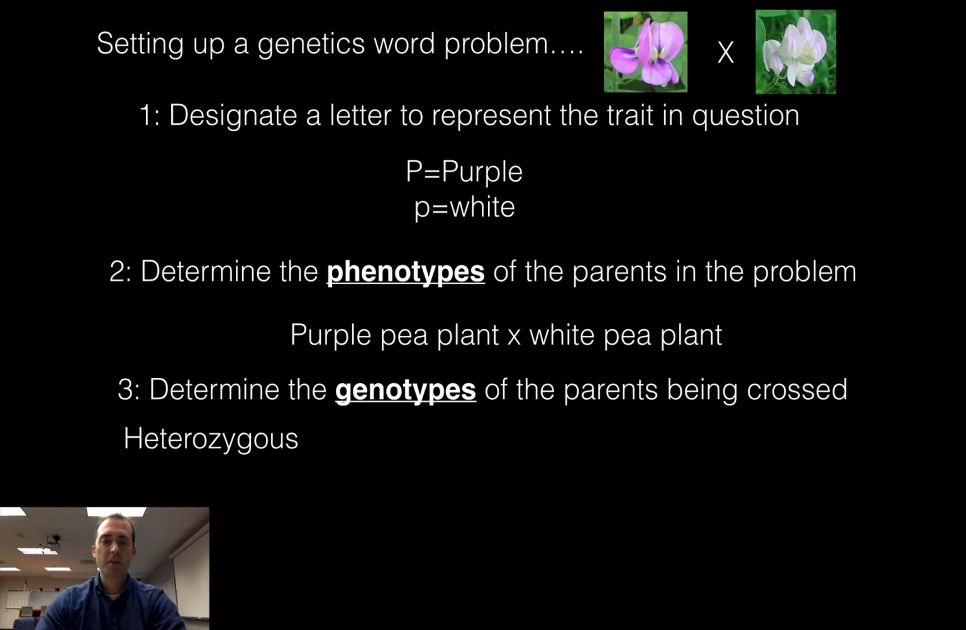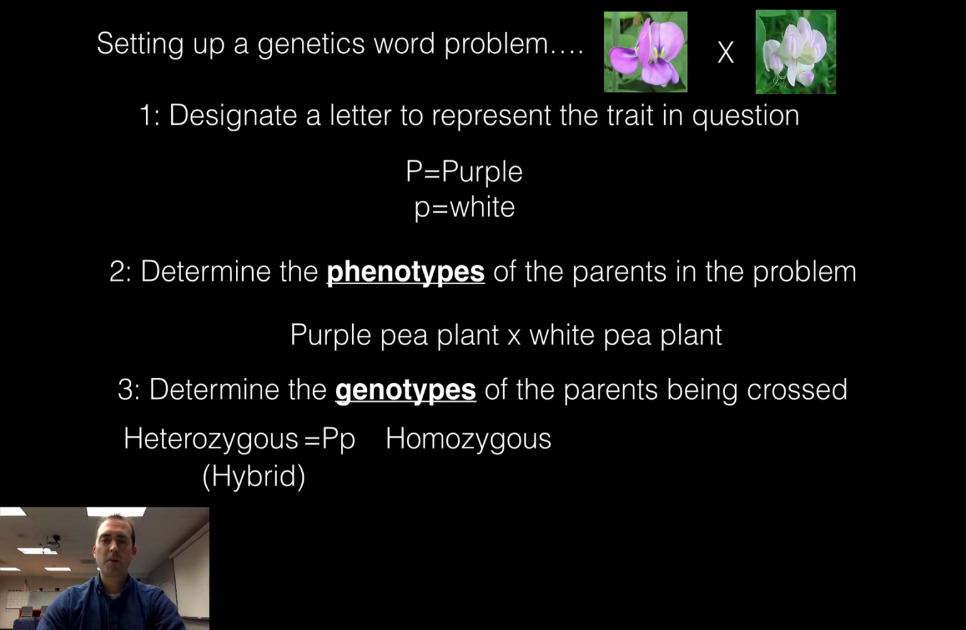So in this example, we have to learn some vocabulary. In that video, you learned that heterozygous meant that plant had one of each type of gene, a purple allele and a white allele for that trait. Sometimes we use the word hybrid to describe these types of organisms that have one of each type.